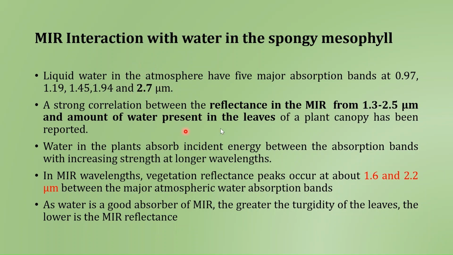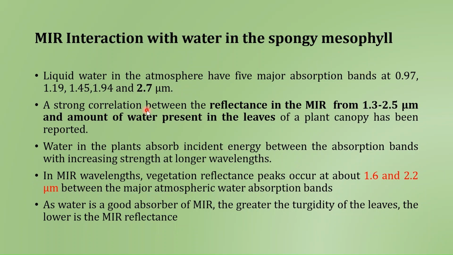Many of these studies have reported a very strong correlation between the reflectance in the MIR from 1.3 to 2.5 and the amount of water which is present in the leaves of a plant canopy. In the mid-infrared wavelength, the vegetation reflectance peaks are at 1.6 and 2.2 micrometer, and they are in between the major atmospheric water absorption bands.